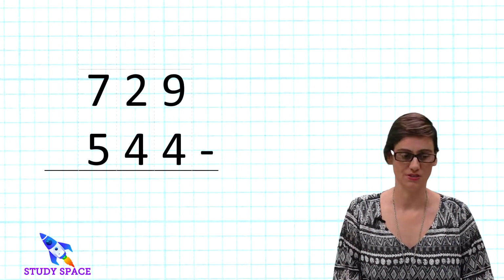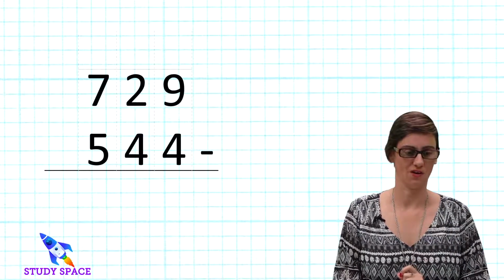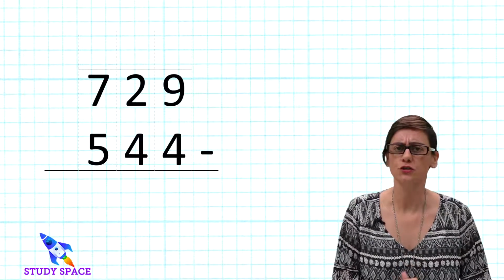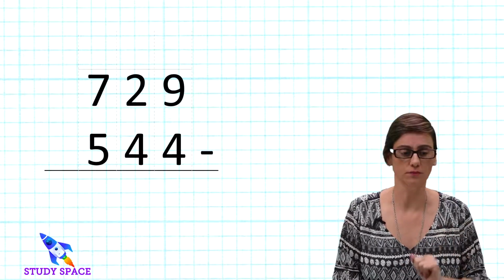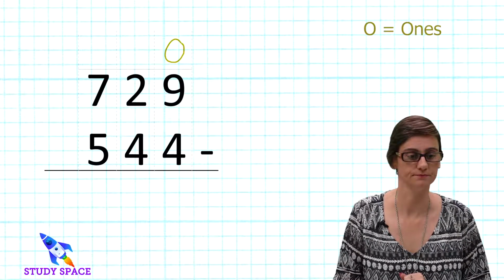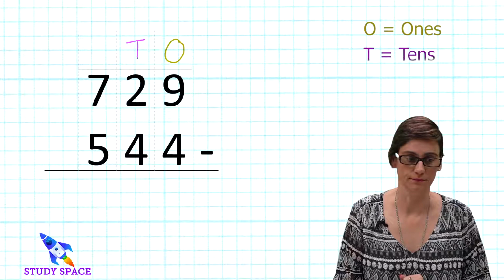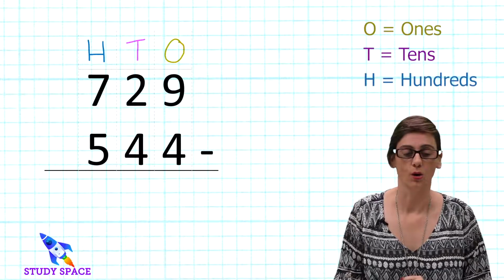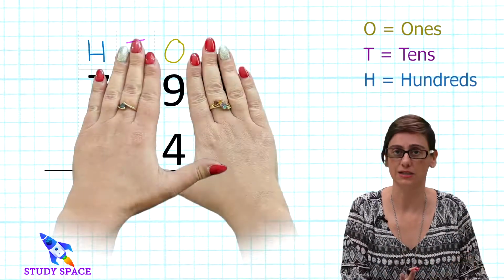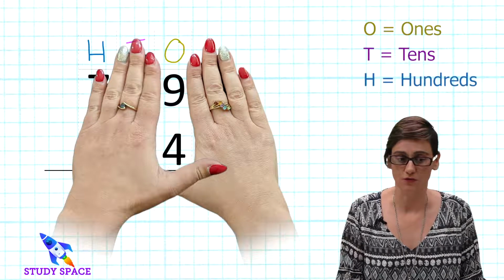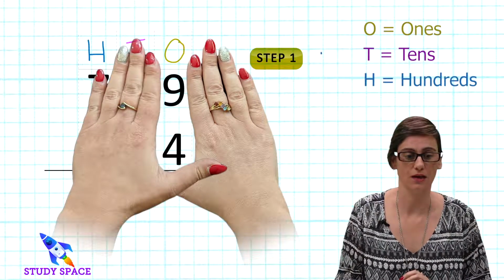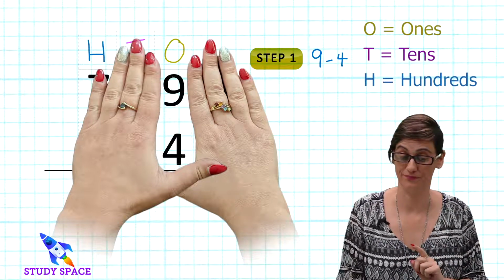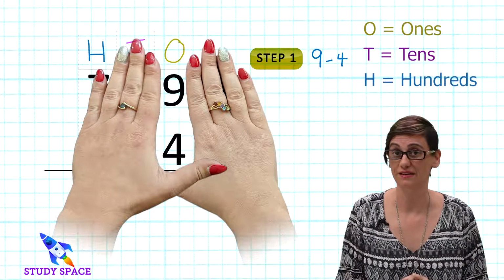Okay, so our next example, boys and girls, is just a little bit harder, but that's okay. All right, so it's 729 take away 544. So again, let's label our columns. So we've got the ones column, we've got the tens column, and then we have the hundreds column. Okay. All right, so just dealing with one column at a time. So what's this question asking me for? It's asking me to take 4 away from 9. Okay, so 9 take away 4 is 5.